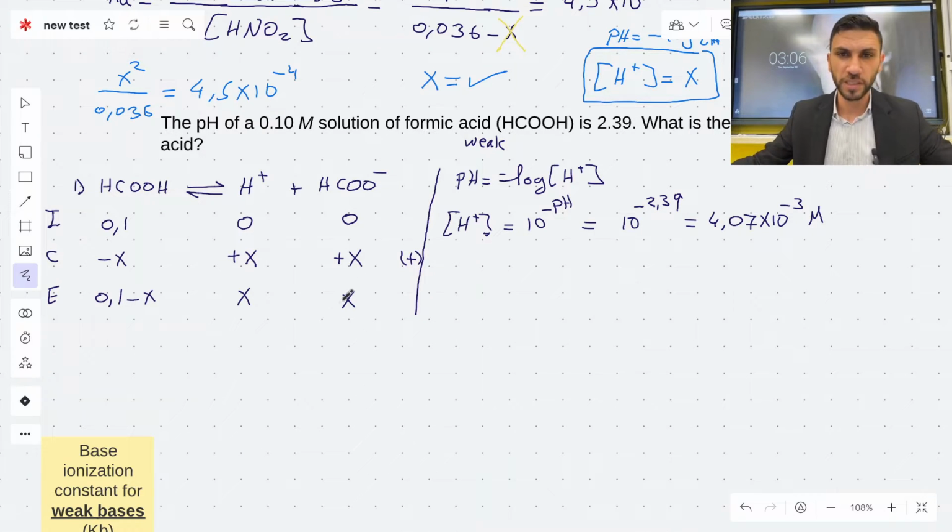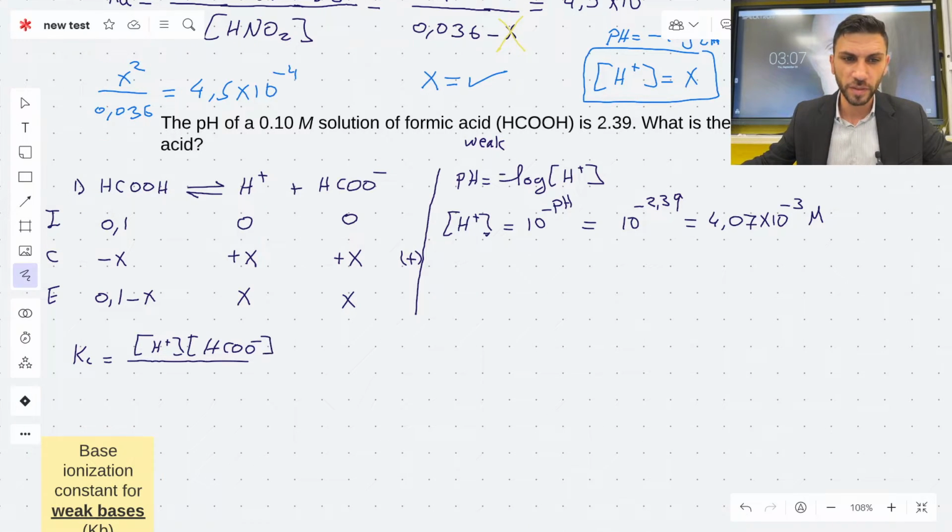Now we have X already. And from this, we can find Kc, which equals the concentration of the products divided by the concentration of the reactant. It means that it equals the concentration of H positive multiplied by the concentration of HCOO negative, don't forget, at equilibrium, divided by the concentration of HCOOH, all of them at equilibrium. So it's going to equal X squared, X multiplied by X, divided by 0.1 minus X.